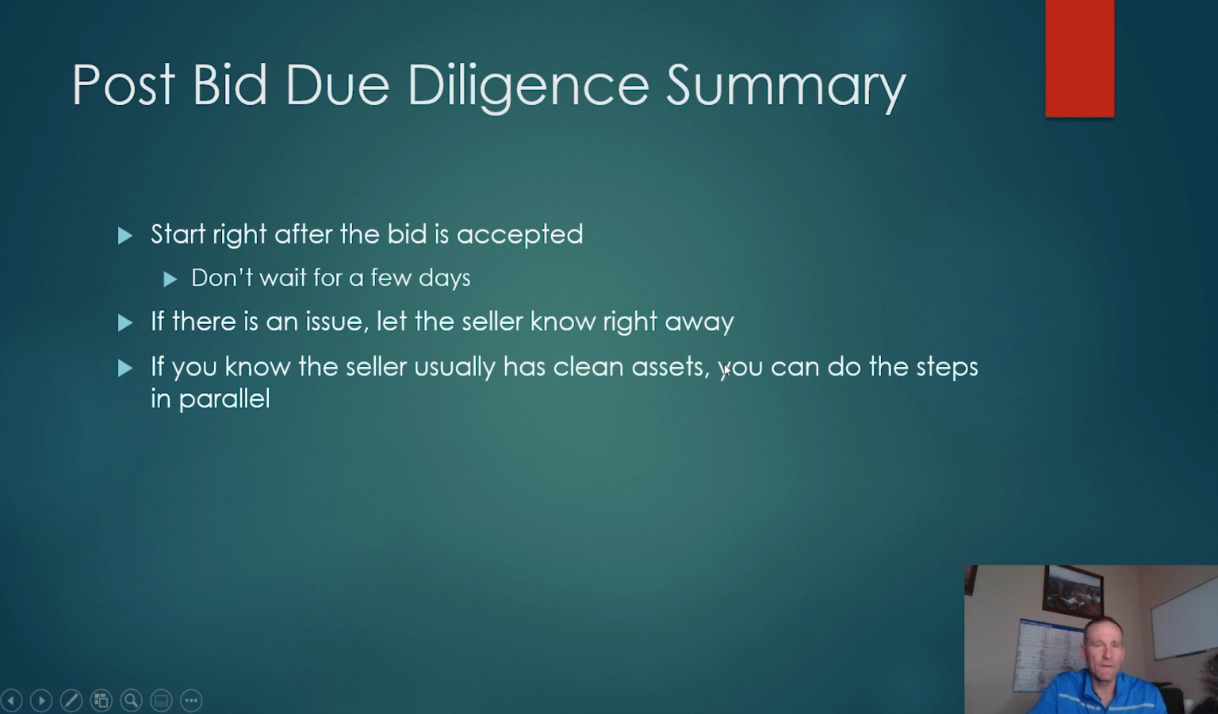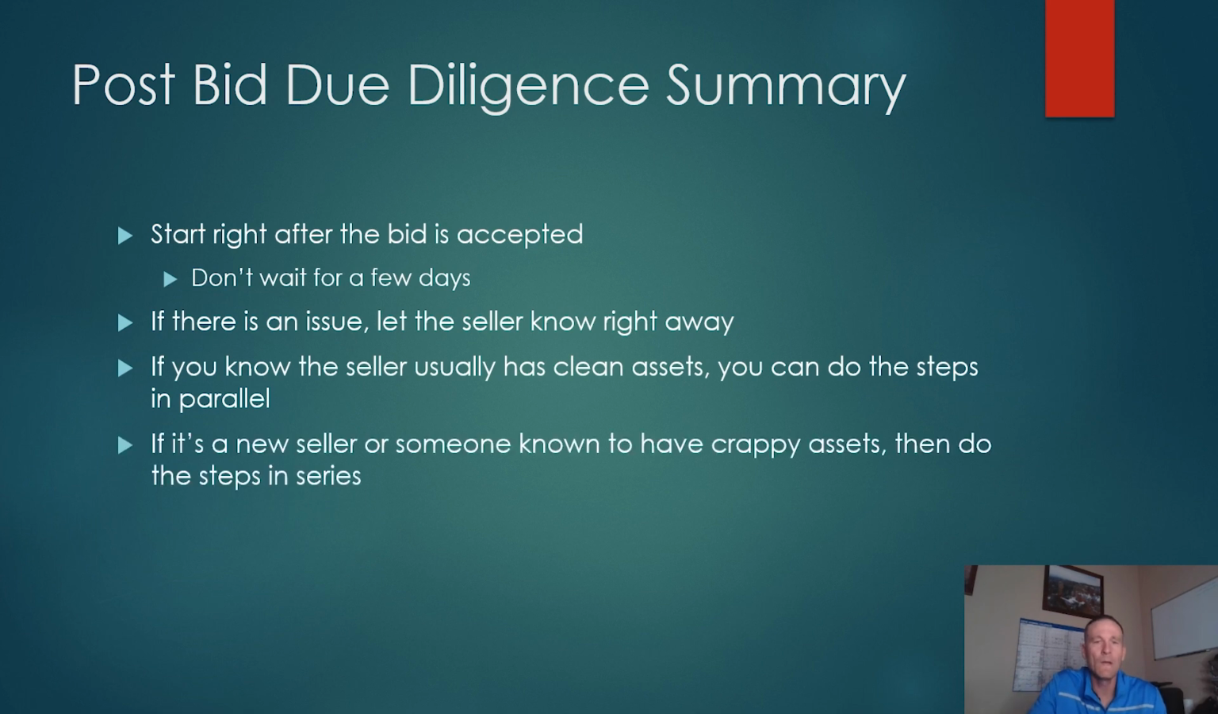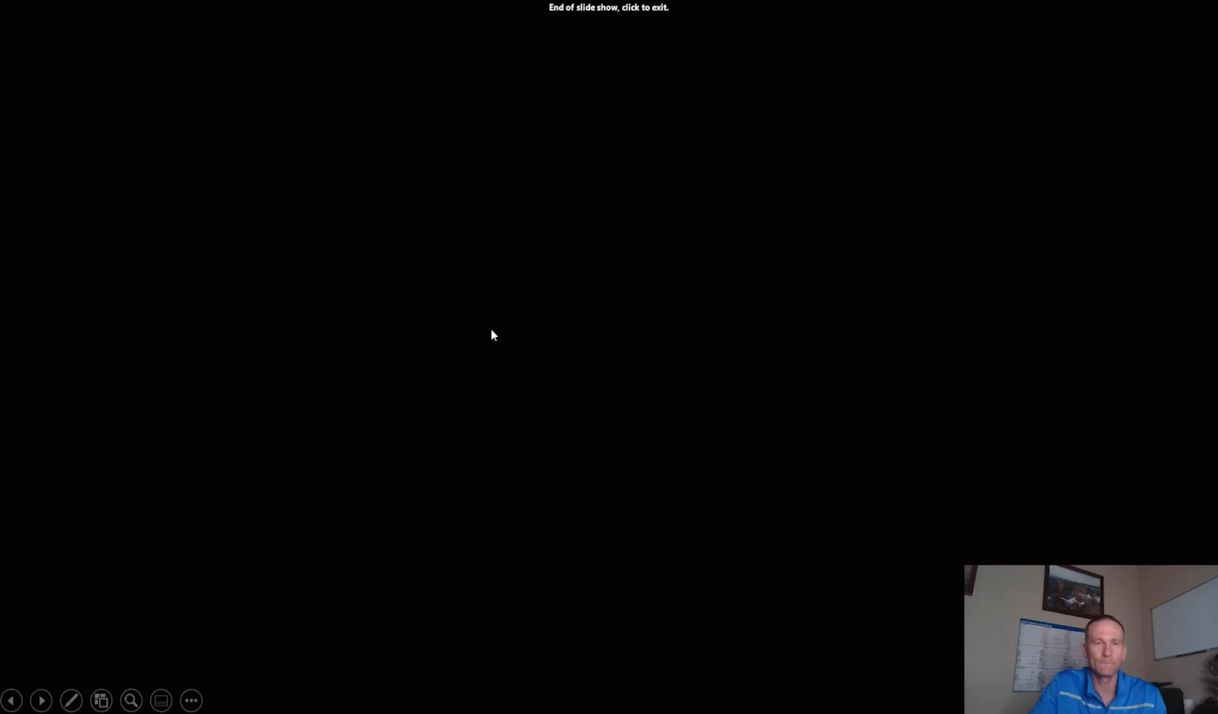And then if it's what I call a high quality seller, then you can go ahead and do these things in parallel. But typically, if it's someone that I've had problem assets with before or somebody that's new to me that I don't know, then I'm going to do all these things in series. And they're just going to have to deal with the 2-week timeline.